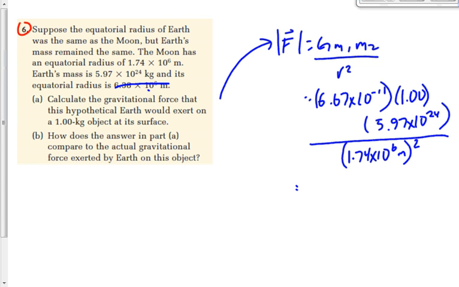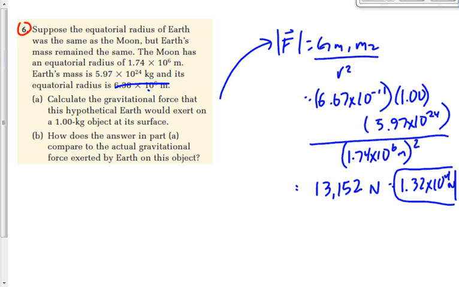What do we get for that? 13,152. Dude, that's a pretty big force. 1.32 times 10 to the 4 newtons. Pretty big force. Okay, how does it compare to the actual force of gravity? Well, the actual force of gravity is also G m1 m2 over r squared. But we use a different radius.